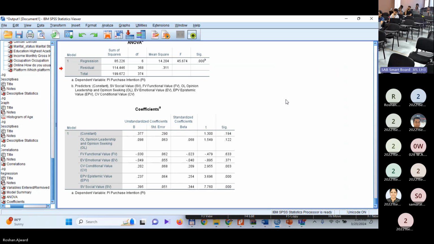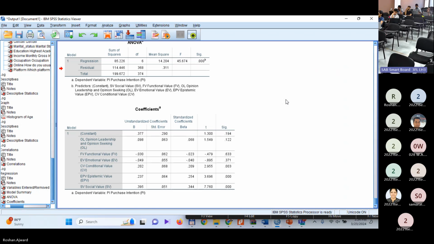The next one. How about epistemic value? Does it have a significant impact on the purchase intention of the premium music app? Yes or no? Yes. It's also less than 0.05. So in that case, you will conclude, yes, it's also a significant value. It's positive. The social value. Is it a significant predictor? Yes or no? Yes. It is a significant predictor. So that's how you conclude.